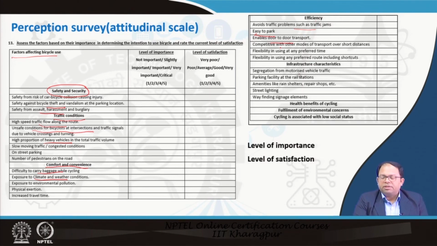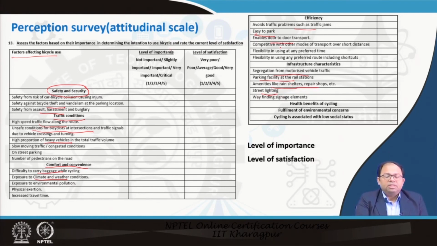And infrastructure characteristics, like whether there is segregation from motor vehicle traffic, that means a segregated bicycle lane, bicycle path or bicycle corridor. Then whether there is a parking facility, and amenities like rain shelters, repair shops, and street lighting, which is very important in bicycling. So we are asking people about their perceptions about all these things.